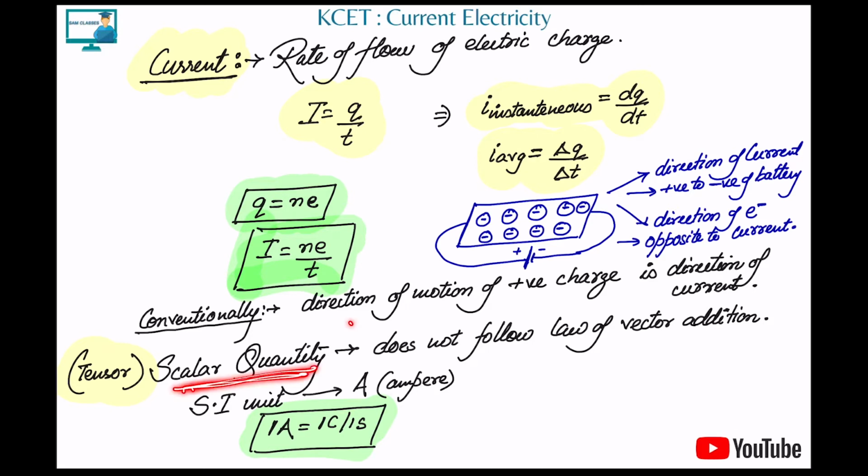Next, can you say whether it is a vector quantity or a scalar? Put it in the chat section. A lot of people will say, sir, direction is there, so it will be a vector quantity. No, direction is there, but it does not follow vector addition, so it is not a vector. A lot of people will say scalar also, but more accurately we can go to the tensor.